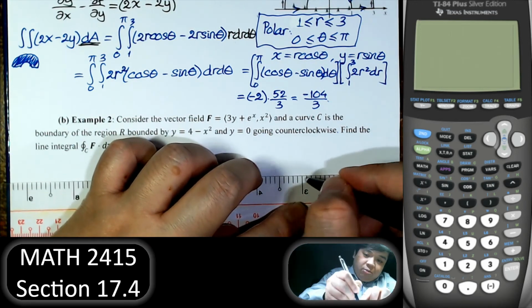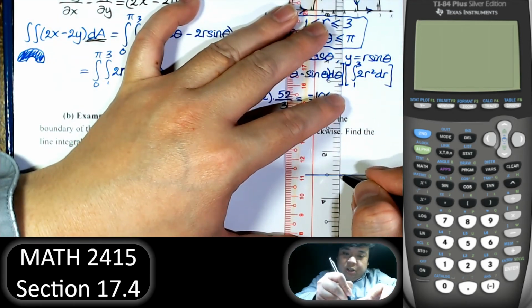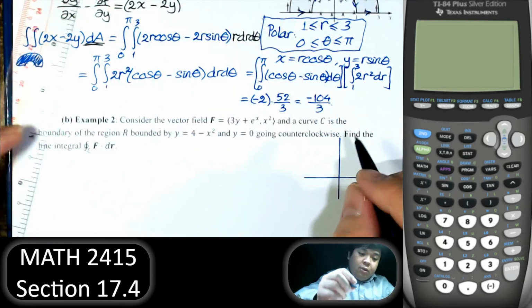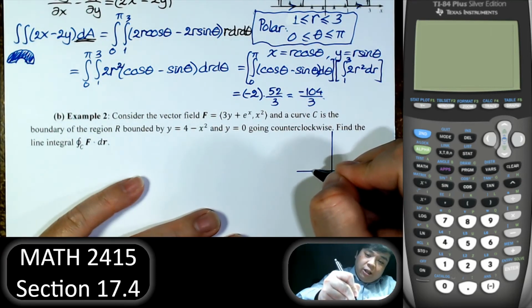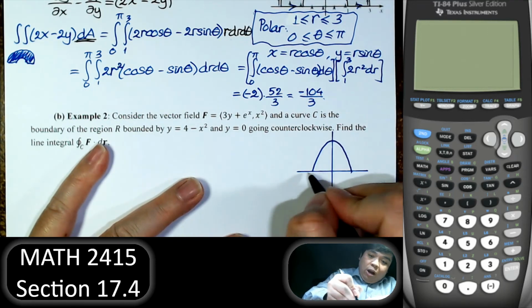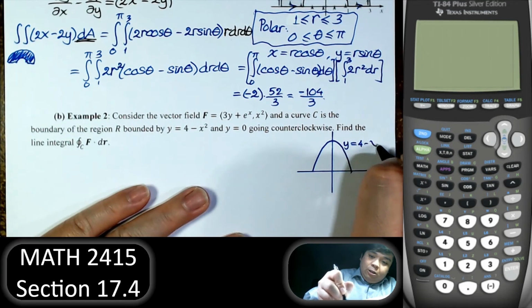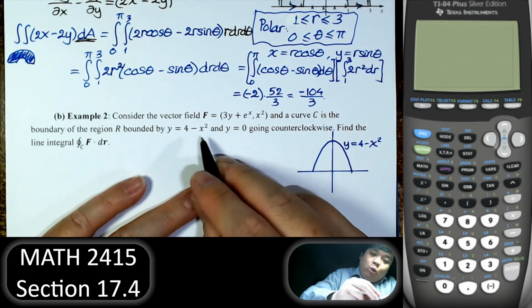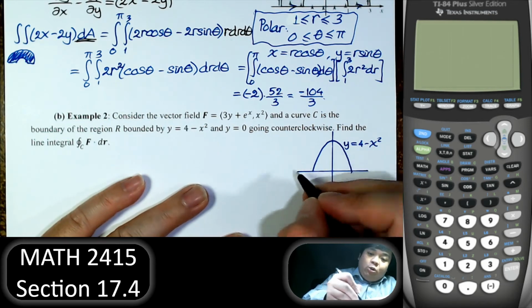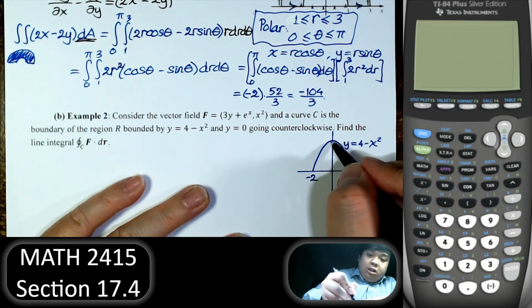So I will just sketch the region. y equal to 4 minus x squared, and y equal to 0. When we make these two equal to each other, x squared equals 4, so x equals -2 or 2. So we're talking about the interior here.